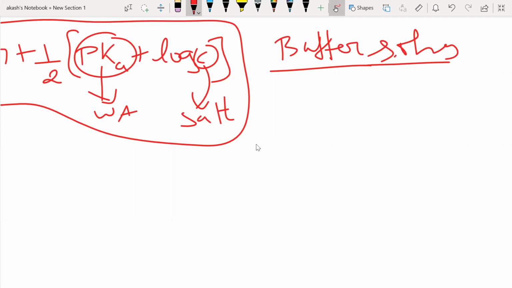Certain reactions are pH specific. If I want to give you an example, KMnO4 is a very good one. We know potassium permanganate is an oxidizing agent, but how powerful its oxidizing power is going to depend on the pH.